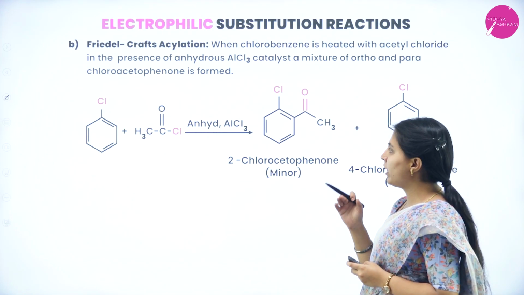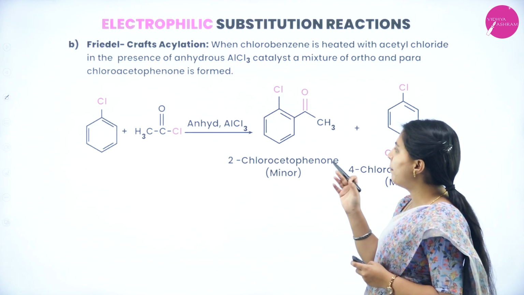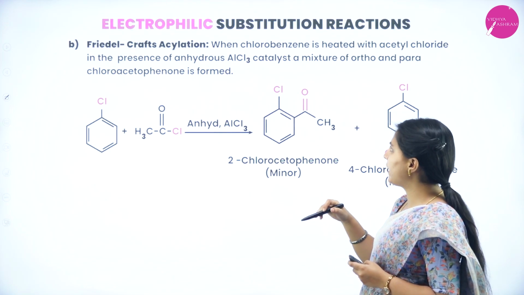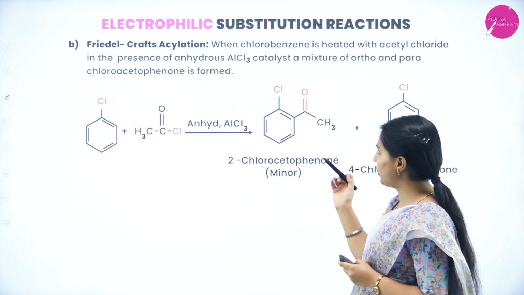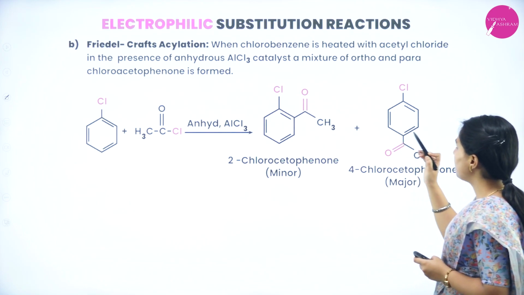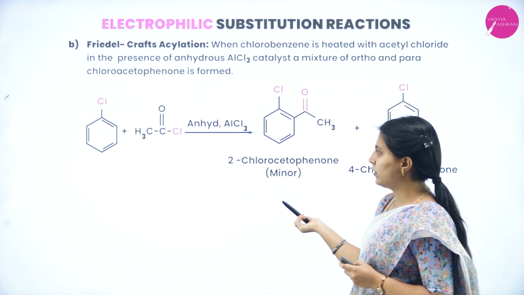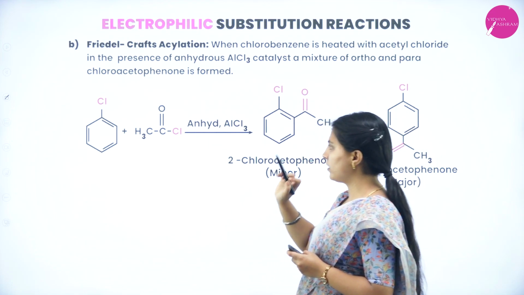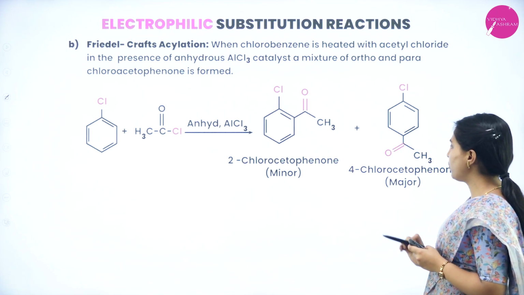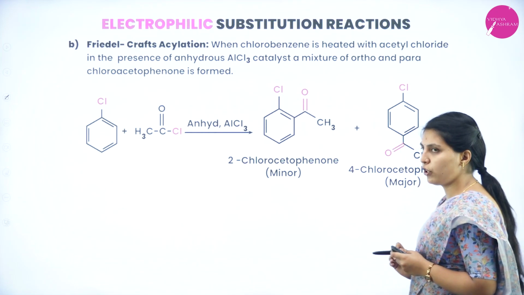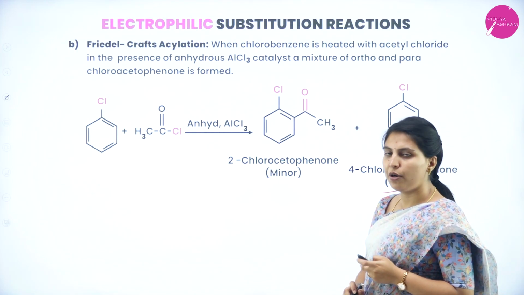1-chloro-4-methylbenzene. Next, Friedel-Crafts acylation. Here also anhydrous aluminum chloride will be used, but with acetyl chloride reacting. When chlorobenzene is heated with acetyl chloride in the presence of anhydrous aluminium chloride catalyst, a mixture of ortho and para chloroacetophenone is formed. Reactant is chlorobenzene itself. Here 2-chloroacetophenone and 4-chloroacetophenone will be formed, but 4-chloroacetophenone is the major product.